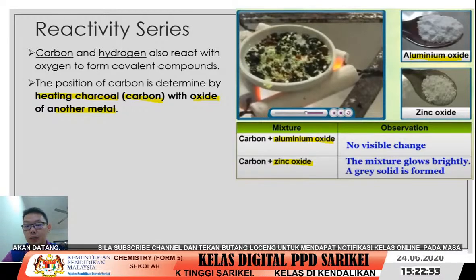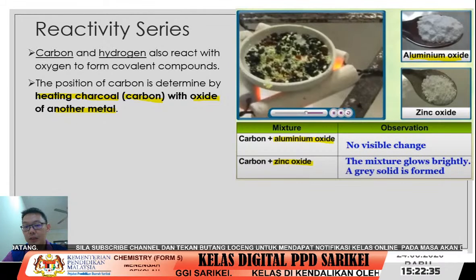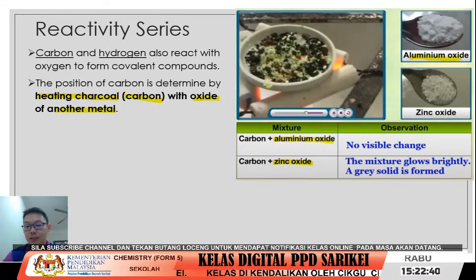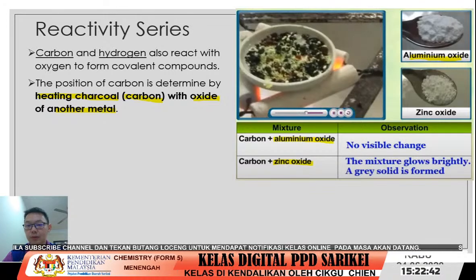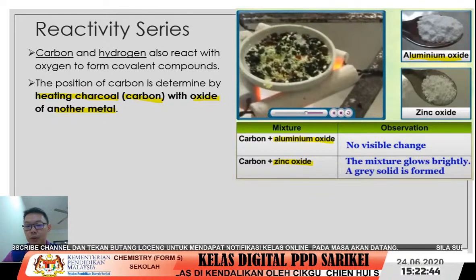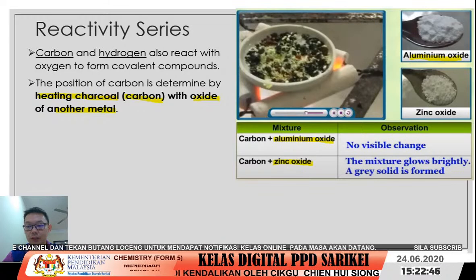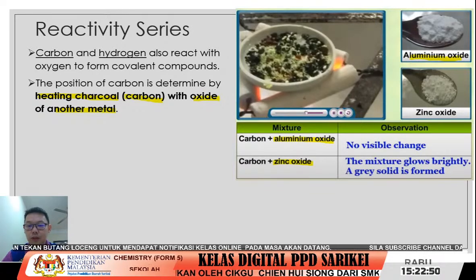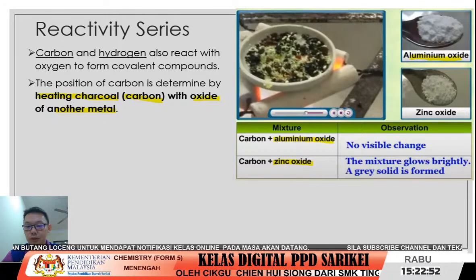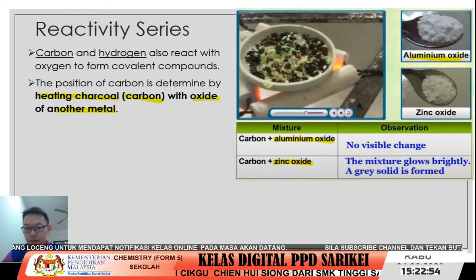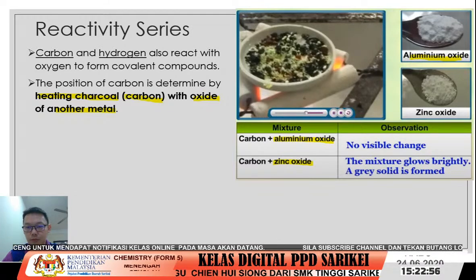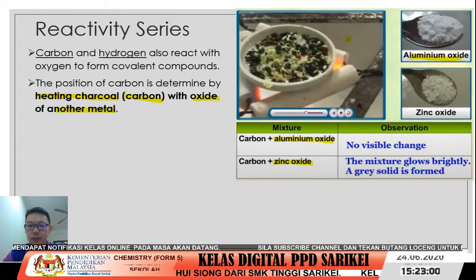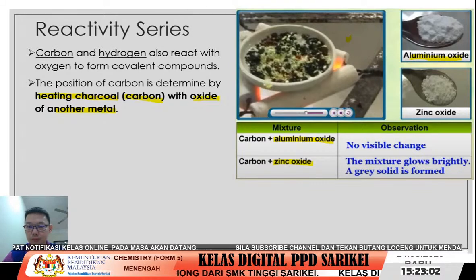So carbon cannot displace aluminum from aluminum oxide. That means carbon is less reactive than aluminum. So carbon is placed below aluminum in the reactivity series. After that, we try to heat the mixture of carbon and zinc oxide. The photo here shows the observation when zinc oxide is heated with carbon.